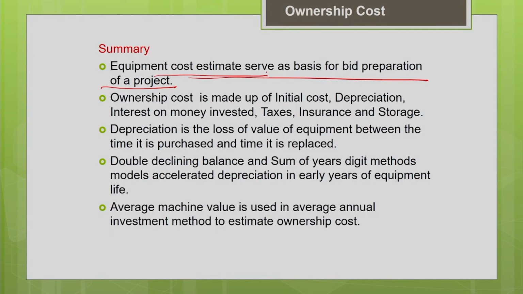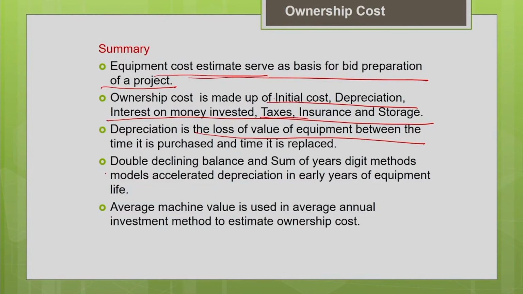And what are the components of ownership cost? We have seen it is made up of the initial purchase price, cost of depreciation, cost of investment, taxes, insurance and storage. Then we discussed what depreciation is. It is nothing but the loss of value of the machine between the time it is purchased and the time it is replaced. There will be a gradual loss in any asset with time. That loss in value of the asset is depreciation.